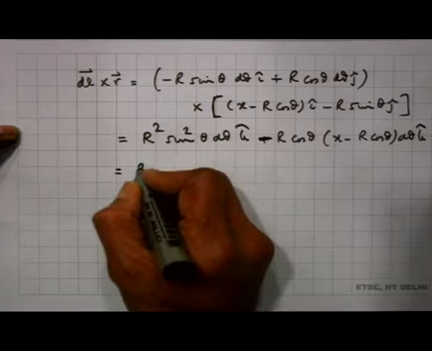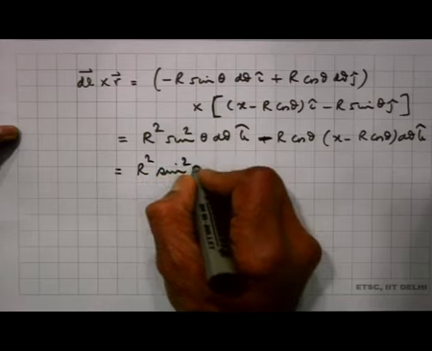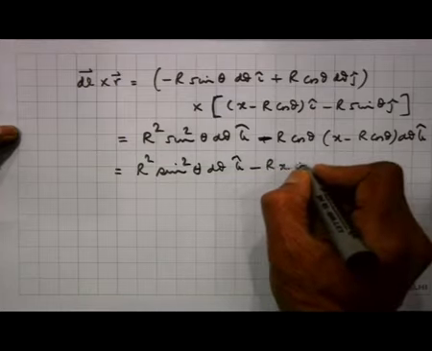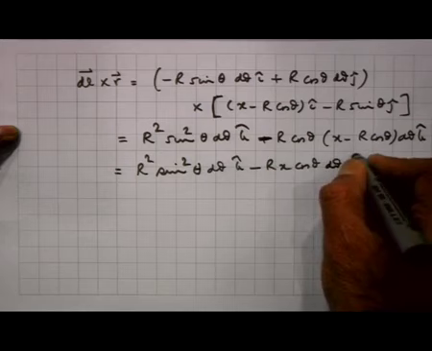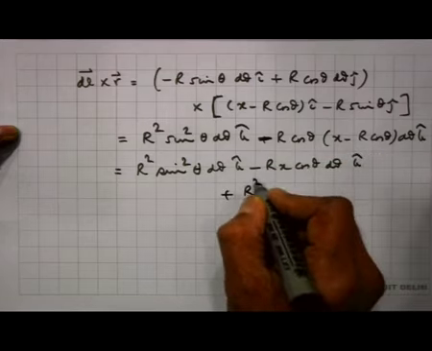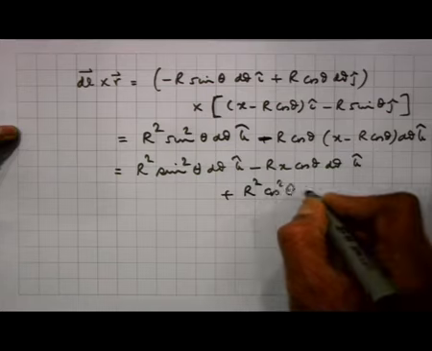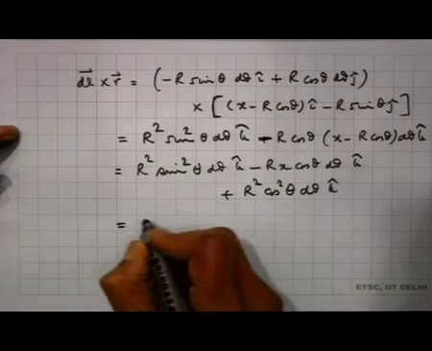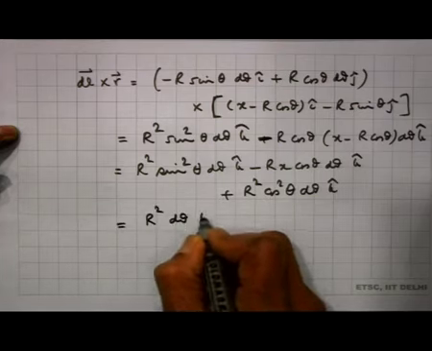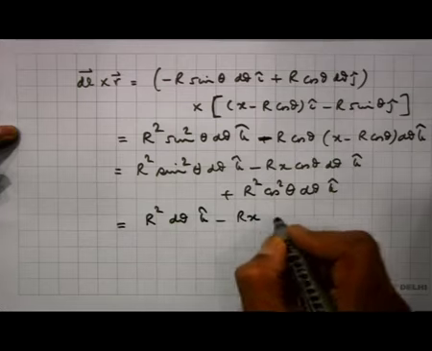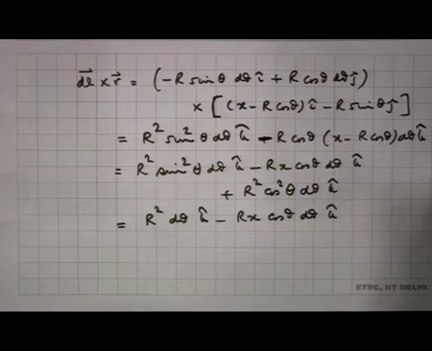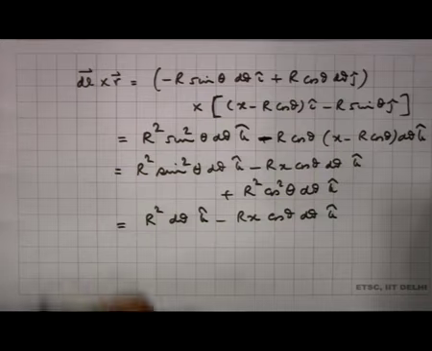When I open this up, I get r square sin square theta d theta k cap minus r x cos theta d theta k cap plus r square cos square theta d theta k cap. So, this plus this gives me simply r square. So, r square d theta k cap minus r x cos theta d theta k cap. So, dl cross r has only one component, which is the k cap component. So, this is dl cross r.